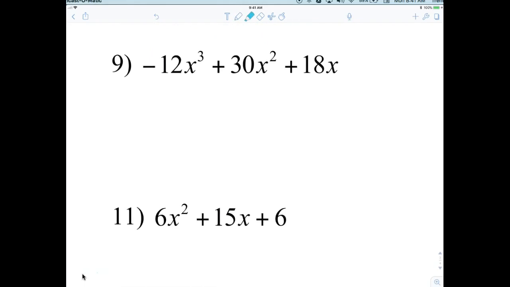Now, when the leading coefficient is negative, you're going to factor out a negative. All right? So what's common with 12, 30, and 18? Negative what? Negative 6. I think negative 6. And how many x's can I pull out? 1. Now, someone said something interesting. Yes, negative 3 also works. But is it the greatest? No. All right, so we're always searching for the greatest common factor.